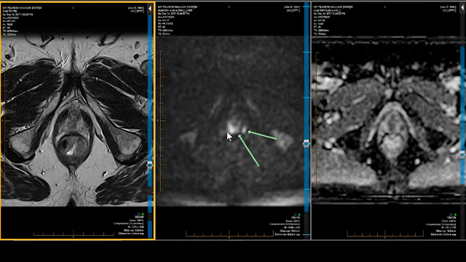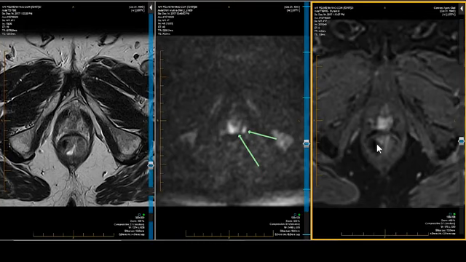And we also have a second lesion on the opposite side. Now that second lesion does not have a correlate on the T2. It does have a correlate on the diffusion image. It does have a correlate on the ADC map. So that one is a little bit in question. So let's check it out on the contrast-enhanced dynamic MRI, or DCE MRI.